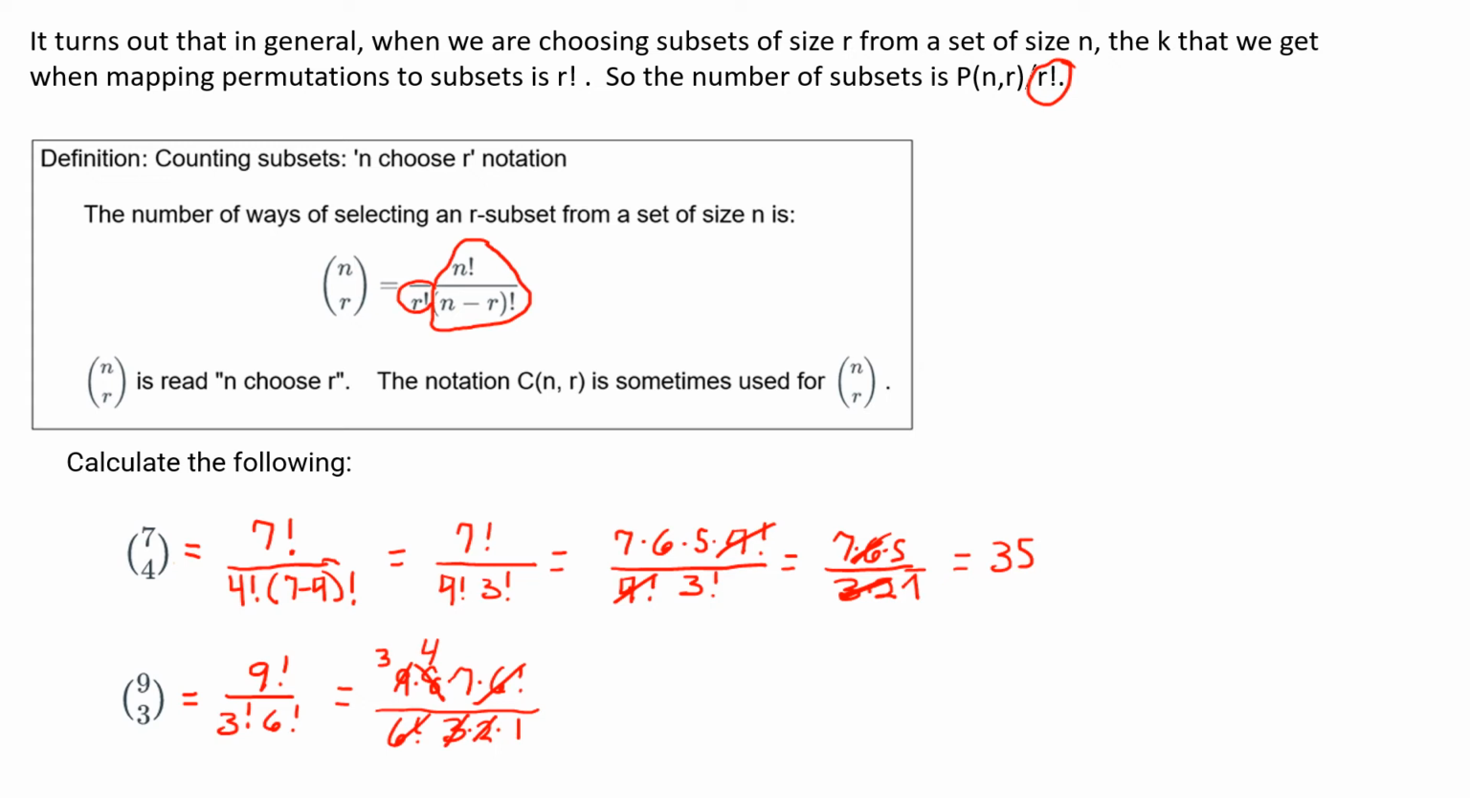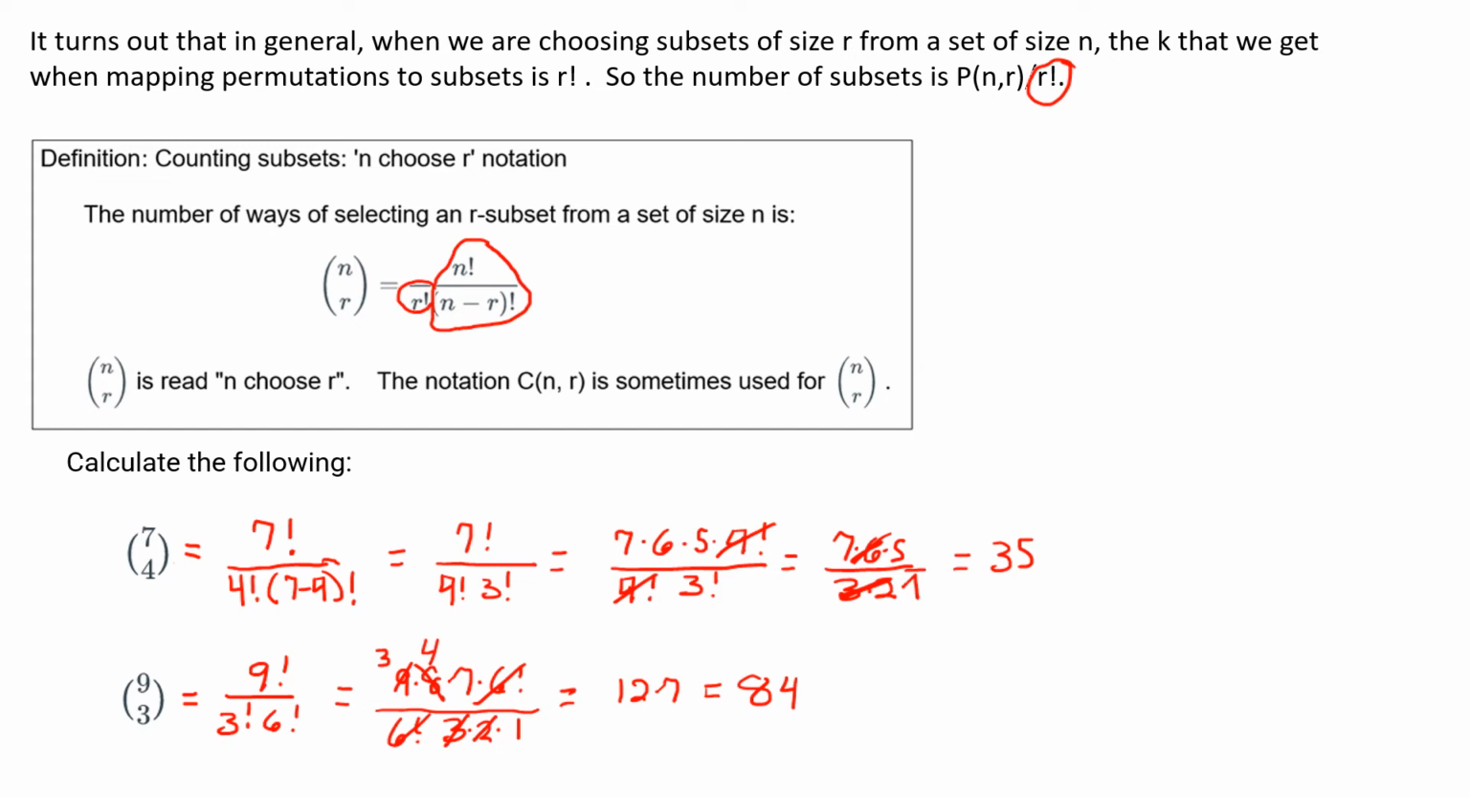The 9 at the top and the 3 at the bottom can be canceled, leaving us with a 3 on the top. And the 8 over 2, the 8 and the 2 can be canceled, and that leaves us with a 4 on the top. And then now that's it. We don't have anything else left on the bottom except for 1. So it would be 3 times 4 times 7. So it ends up being 12 times 7, and that would be our answer. That would end up giving us an 84.